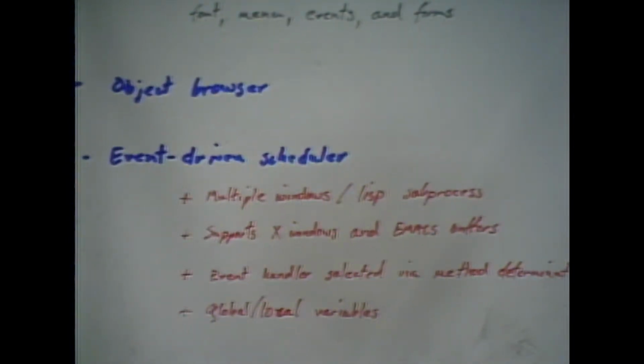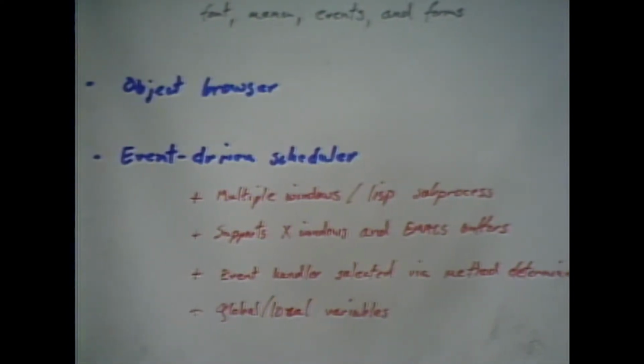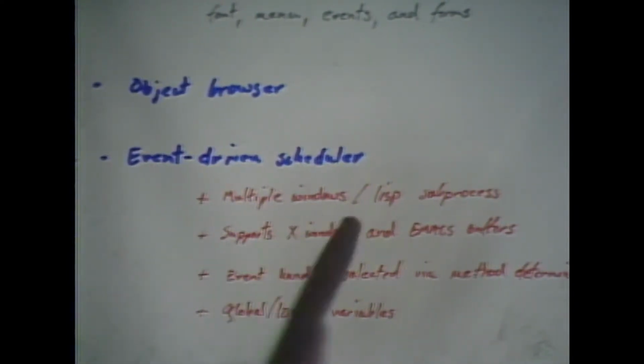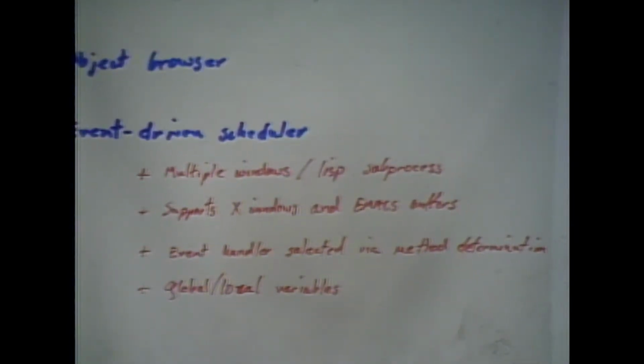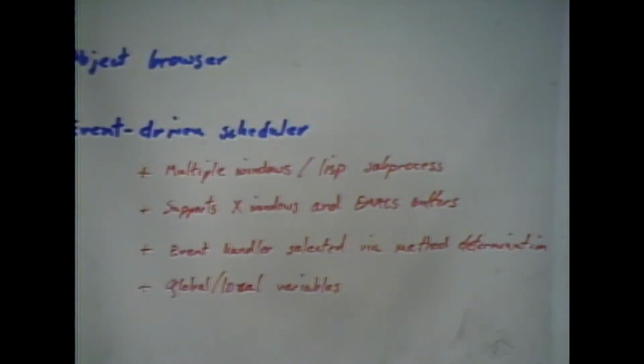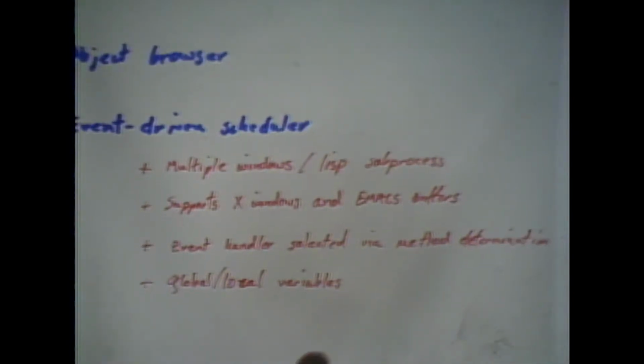The thing that we've gotten running that's kind of the core of the system is this event-driven scheduler. Basically, we have multiple windows connected to a Lisp subprocess, and as I mentioned before, these processes can have access to an X window or Emacs buffer. The interesting thing about the way the scheduler works is that we get events, convert them into PCL objects of type event, and then we do just a straight method call, and that does the determination of which event handler to call. And I'll show an example of this on the next slide.